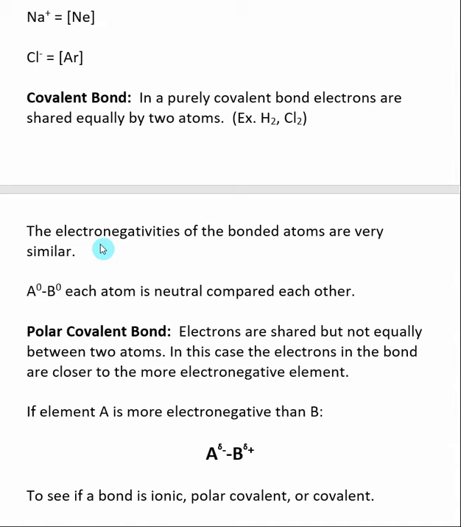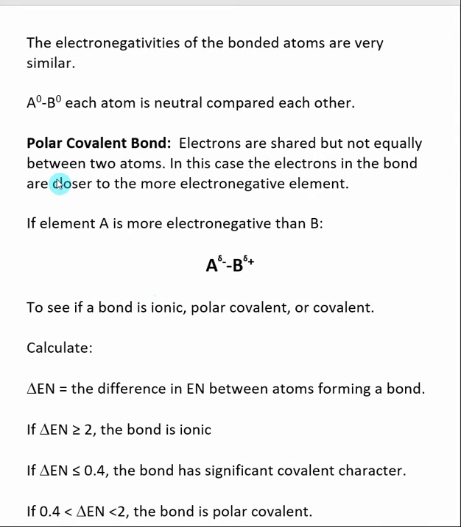This only occurs when the electronegativities are very similar, and most of the time when the electronegativities are exactly the same. Like in Cl2, you have electrons between two chlorines. The chlorines have exactly the same electronegativity, and so there's no shifting of the electrons inside of there. We're going to find that very few bonds are truly purely covalent. Most bonds that we see are the third type, which is called polar covalent bonds. This is when electrons are shared, but they're not shared equally between the two atoms involved in the bond.